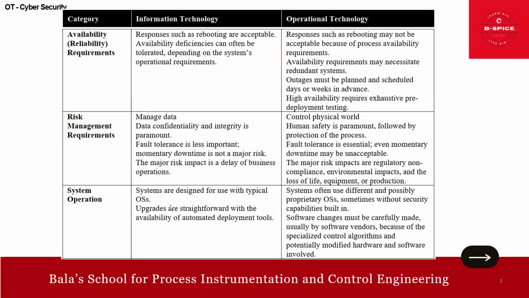Then system operation. IT systems are designed for use with typical operating systems. Here, OT systems often use different and possibly proprietary operating systems, and sometimes without security capabilities built in. In IT, upgrades are straightforward with the availability of automated deployment tools. But in OT, it's a bit challenging. Software changes must be carefully made, usually by the software vendors, because of the specialized control algorithms and potentially modified hardware and software involvement. So that is about the system operation.